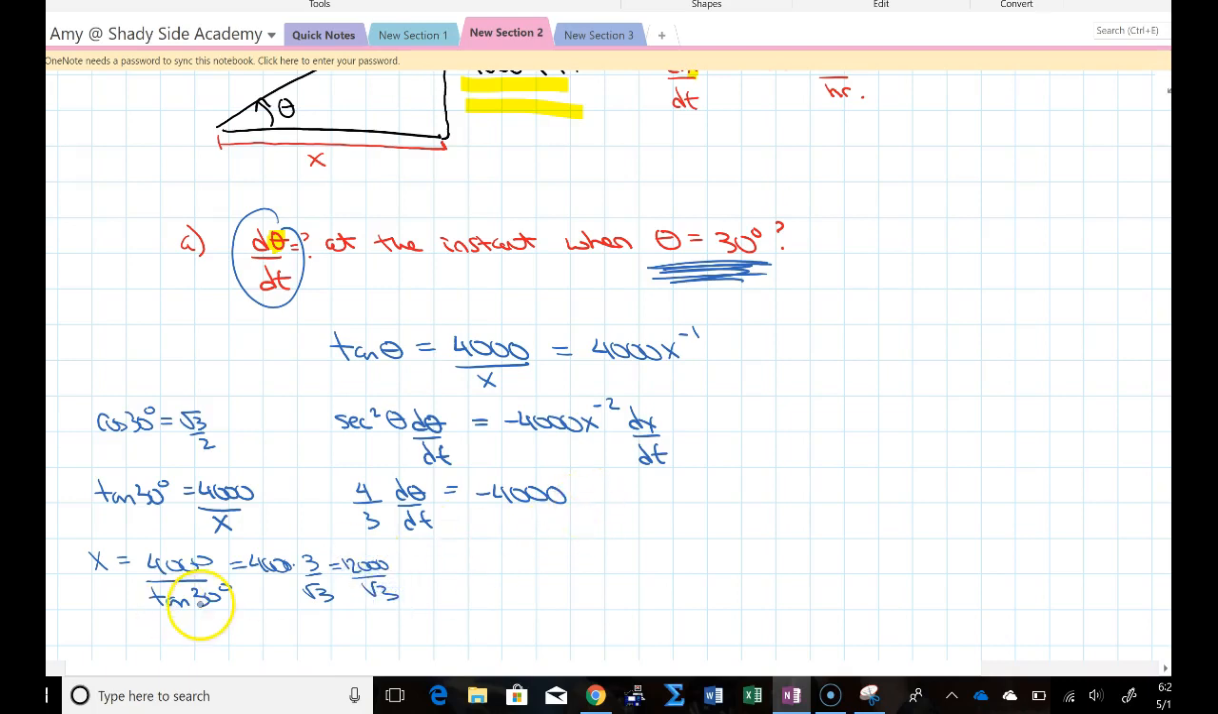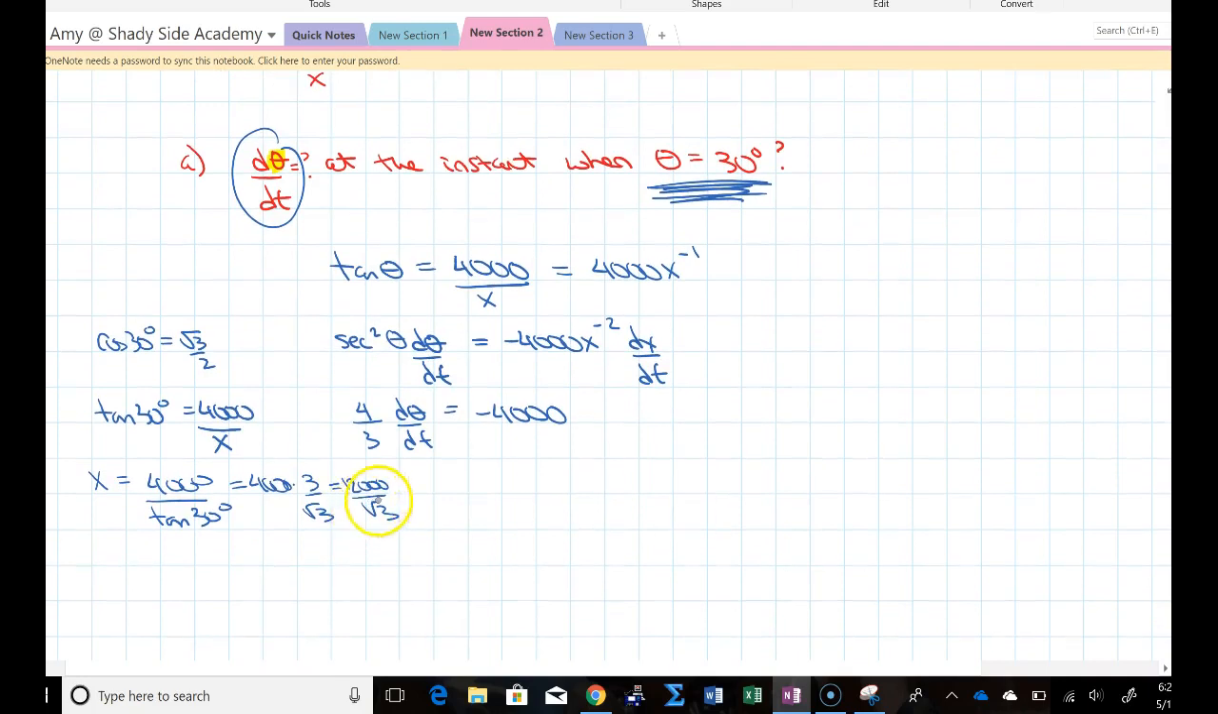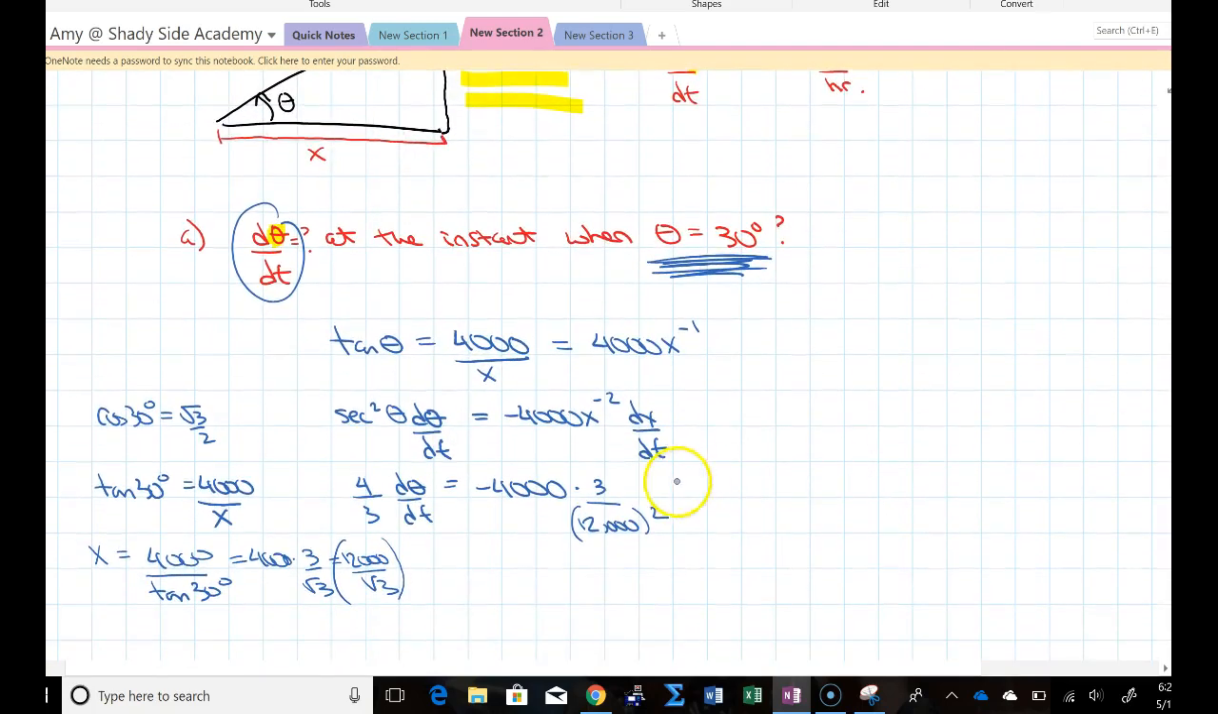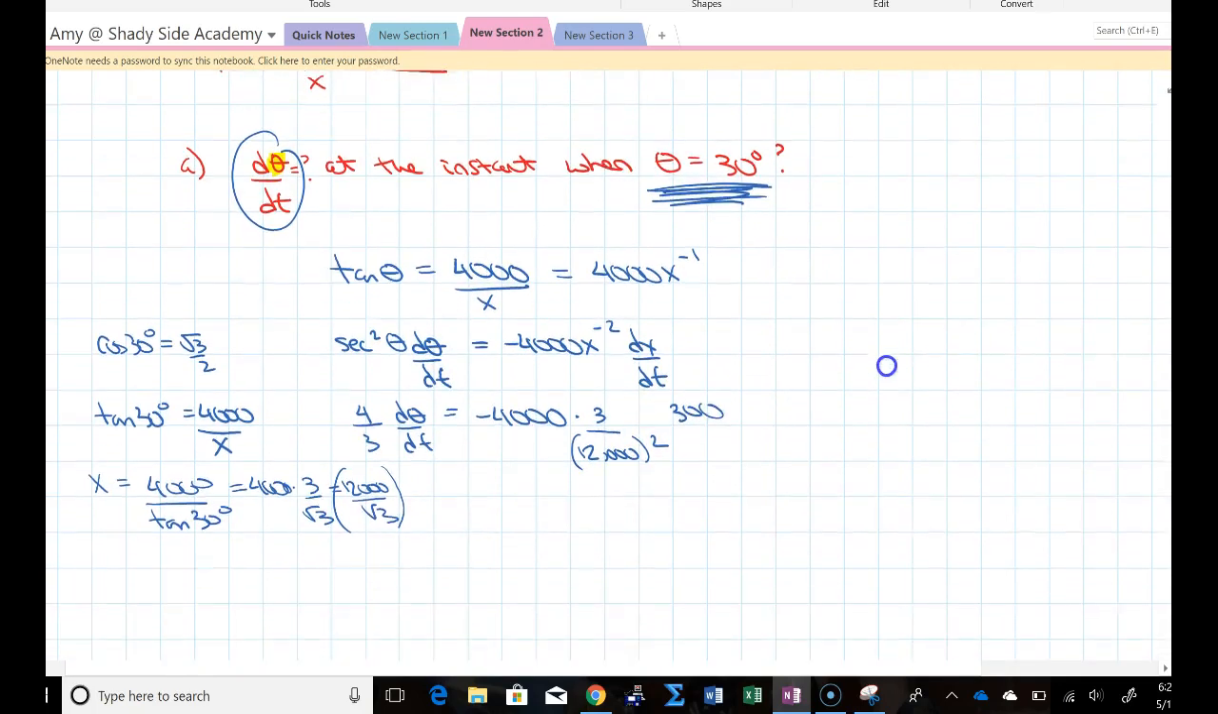Okay, and let's see. Oh, look at this. We have to then find x and then raise it to the negative 2. So this number reciprocated and then squared. We get 3 all over 12,000 squared. We'll clean that in a second. And what is dx/dt? dx/dt is 300. Okay?